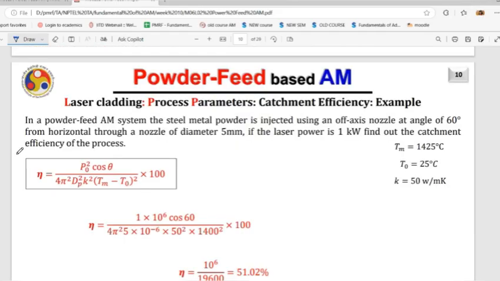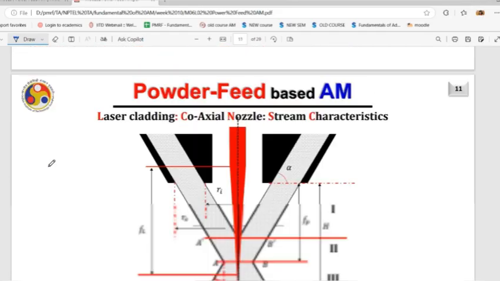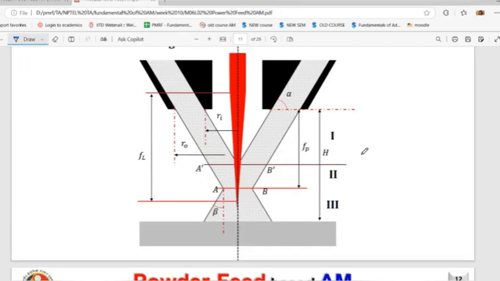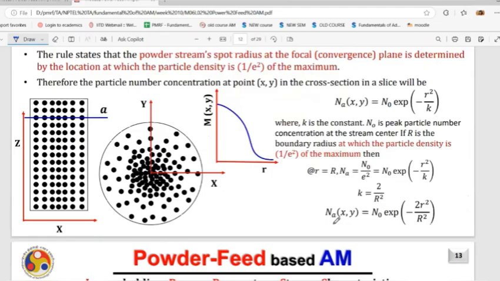Depending upon this formula, you can solve the sum. I have some sums in the previous year questions. They are different zones of the processing, different zones of the deposition, and we have already talked about this.